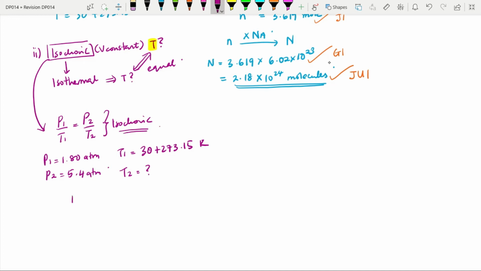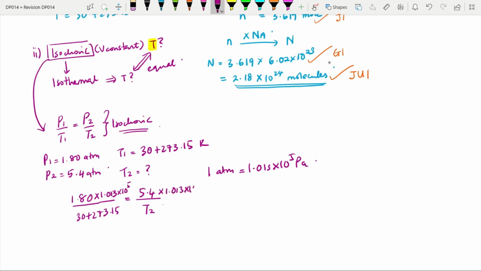So just substitute je lah. 1.8 atm over 30 plus 273.15 equals to 5.4 over T2. Kenapa saya tak tukar atm kepada Pascal? Sebab conversion atm kepada Pascal hanyalah involve multiplication, 1.013 times 10 to the power of 5 Pascal. Kalau saya convert pun, saya akan darab juga dua-dua belah, dia akan cancel out.